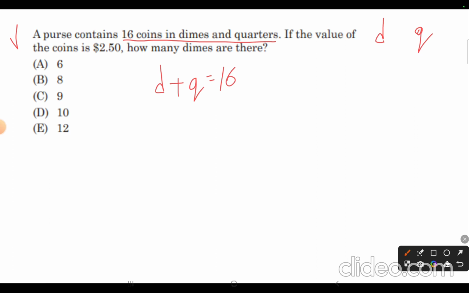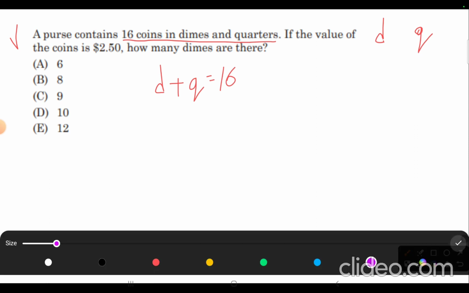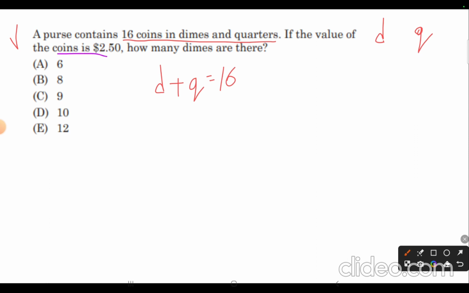Second equation, if the value of the coins is $2.5, let's write the value. You know the dime is 10 cents, so we have 10D cents. You know that a quarter is 25 cents, so we have a total of 25Q cents. For example, if you have 2 quarters, you have 50 cents. You multiply by 25. And here let's write in cents, not in dollars, so it is 250 cents.